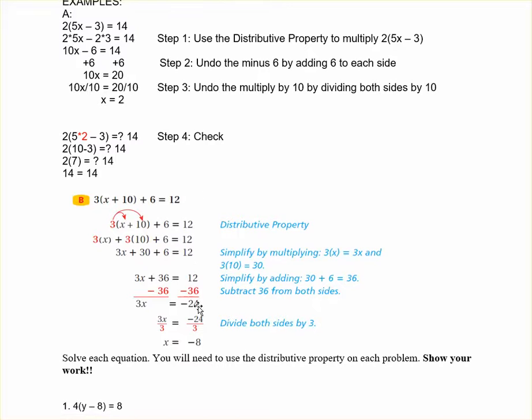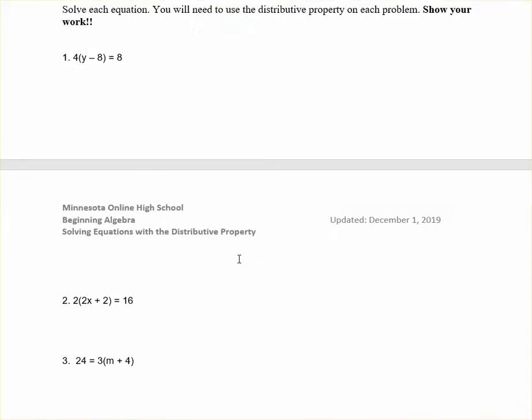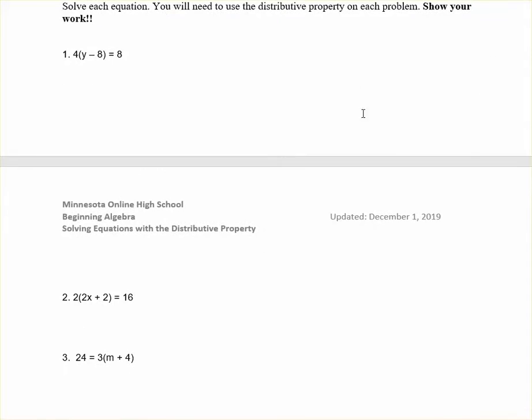Here's another example. You can look through this one as well. On your worksheet, you are going to use the distributive property to solve these problems. Let's look at number 1. In number 1, we have 4 times parentheses y minus 8 is equal to 8.